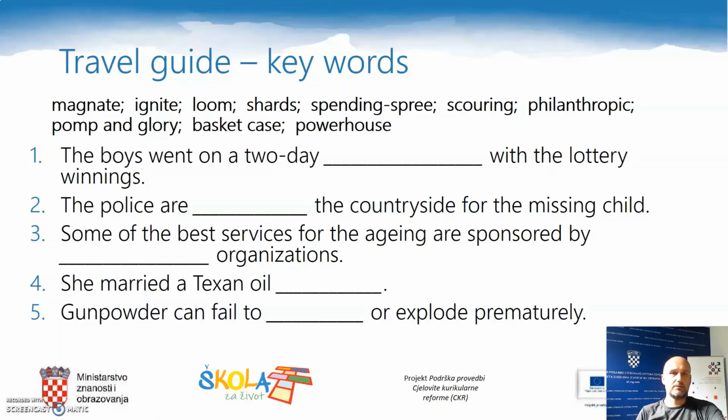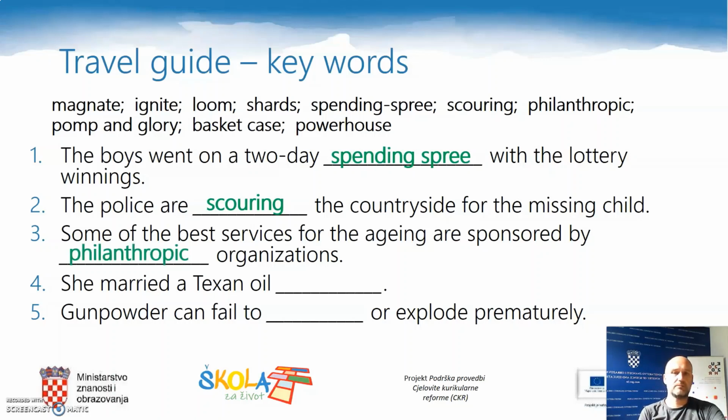So after winning the lottery, the boy went on a 2-day spending spree. So spending the money he won. What are the police doing in the countryside since the child is missing? They are scouring the countryside for the missing child. Some of the best services for the aging are sponsored by what kind of organizations? Philanthropic.